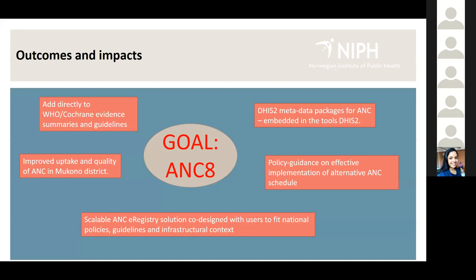To summarize, the goal of our project is to see what it takes to go from ANC 4 to ANC 8. And through that, we want to provide evidence that will add directly to the WHO and coherent evidence summaries and guidelines to improve the uptake and quality of ANC in the Mukono district in Uganda, to provide a scalable ANC e-registry solution co-designed with users to fit national policies, guidelines, and infrastructural context, and to provide policy guidance on effective implementation of alternative ANC schedules, and last, to provide the DHIS2 metadata package for ANC that is embedded in the tools of the DHIS2.